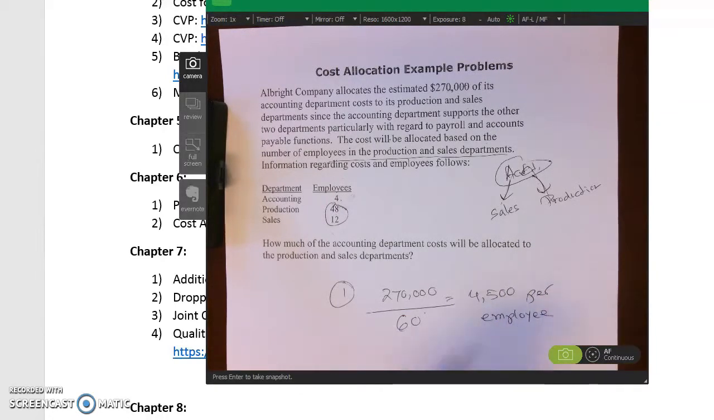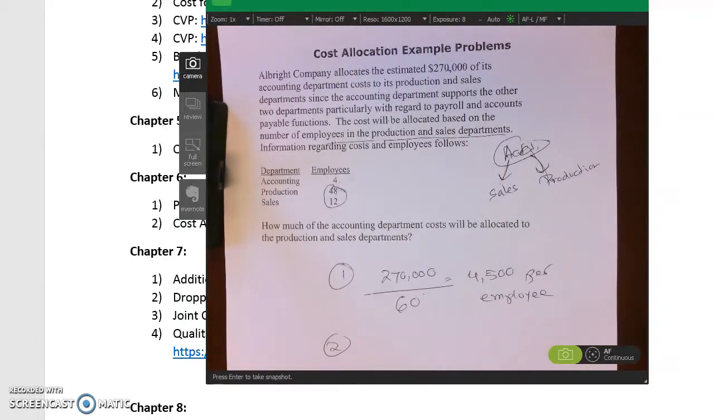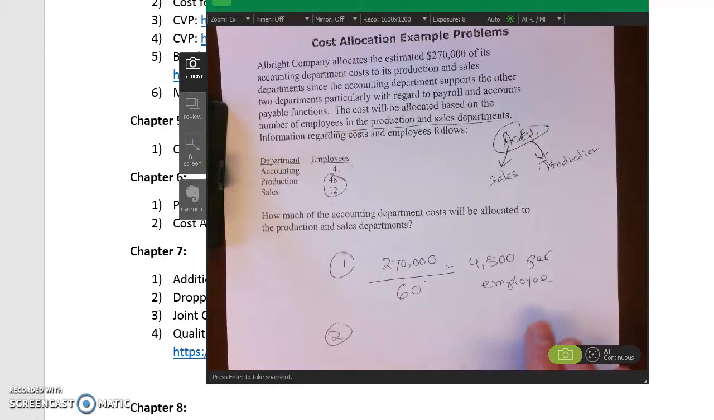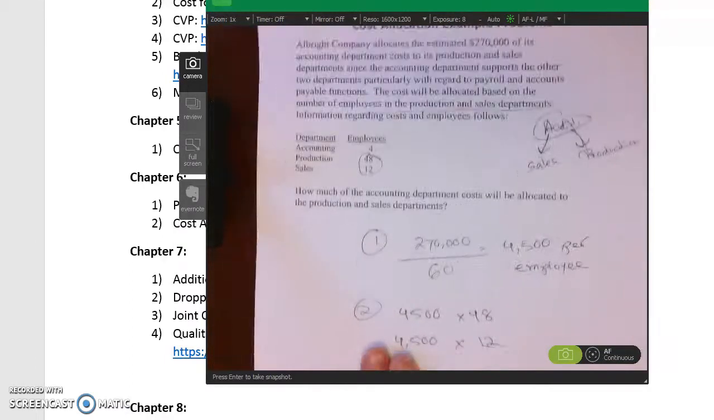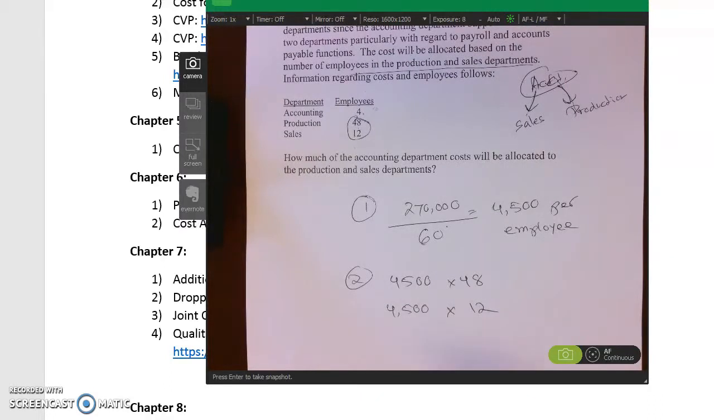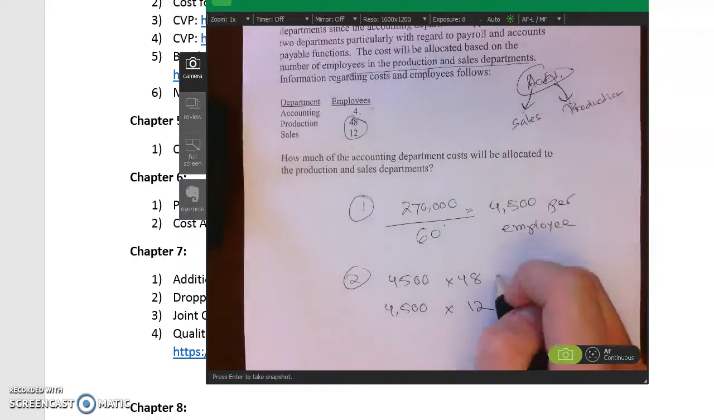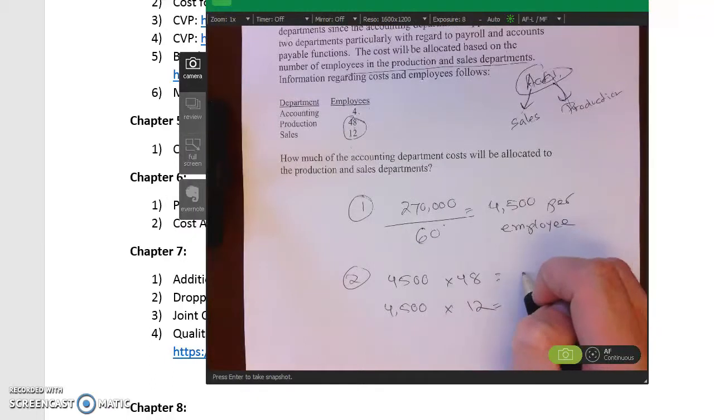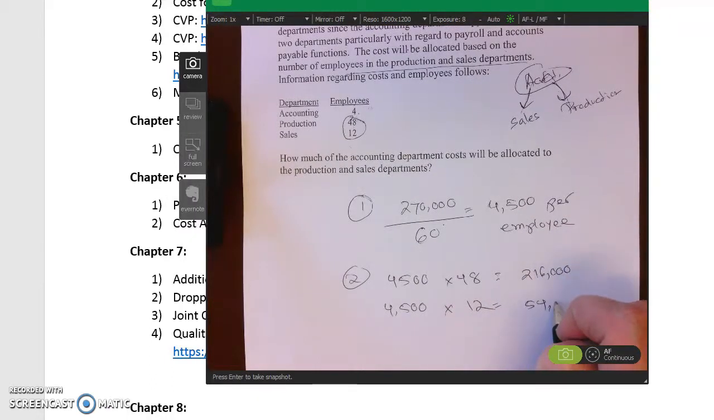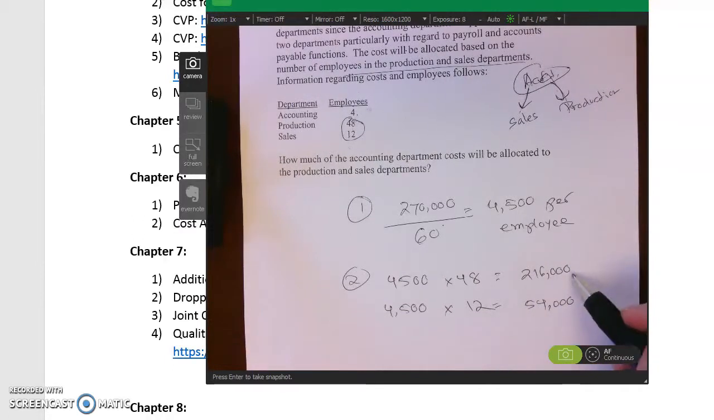Okay, and then remember what we did back in job order costing is we said, all right, here's the rate, and then we take the rate times the amount of allocation base used, and that's how much overhead is applied. And we do the same thing. The rate times the amount of allocation base used is how much cost is allocated. So we come over here, that equals our 216, that equals our 54,000, and this is how much goes to production, and this is how much goes to sales.